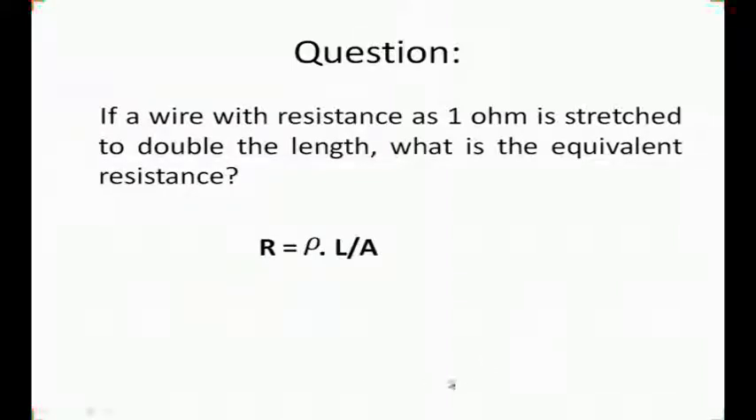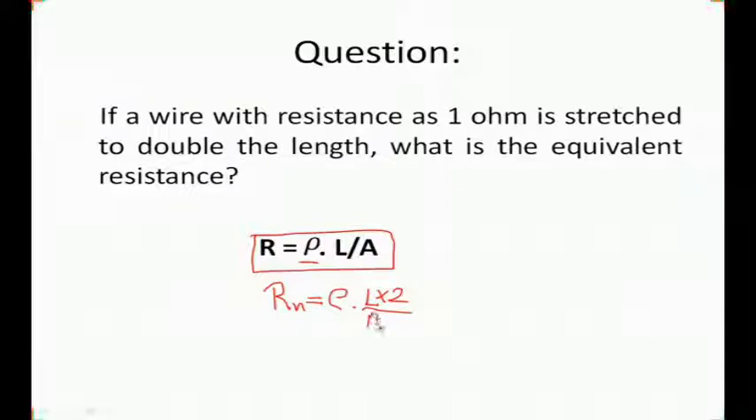Moving ahead, if a wire with resistance of 1 ohm is stretched to double the length, and the length becomes double, what is the equivalent resistance? This question will provide you better clarity on the concept of resistivity, and the same formula will be utilized here, that resistance is equal to rho into L upon A. So now again friends, this resistivity remains the same, and new resistance we have to calculate.